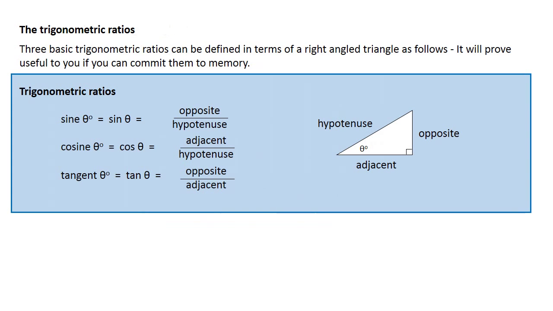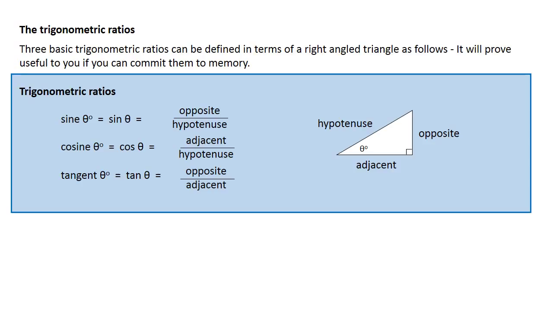After you've learnt the names of the sides of a triangle, it's time to learn three trigonometric ratios. The ratio of the length of the opposite side to the hypotenuse side is called the sine ratio. The ratio of the length of the adjacent side to the length of the hypotenuse side is called the cosine ratio, and the ratio of the length of the opposite side to the adjacent side is called the tangent ratio. Now we normally abbreviate these just down to three letters: sine, cos and tan.